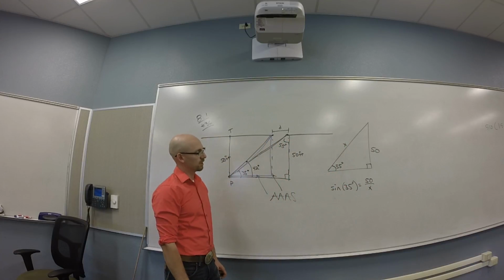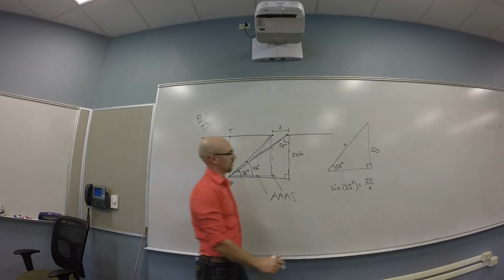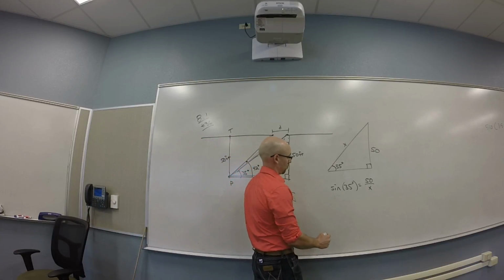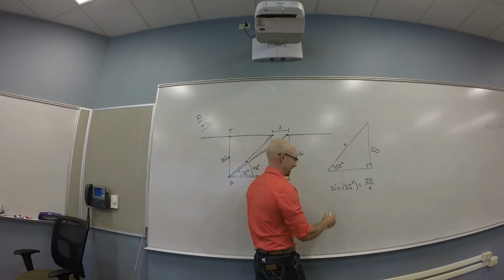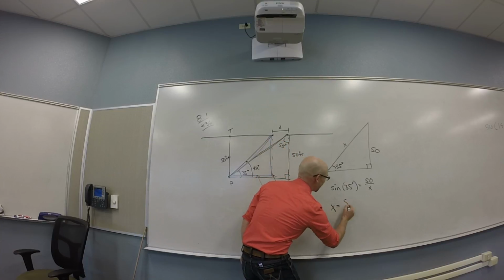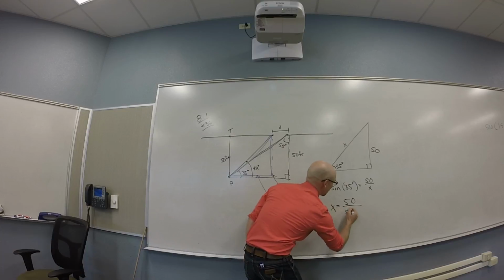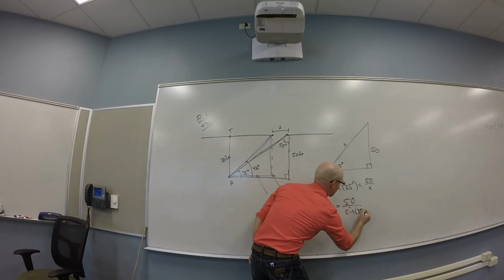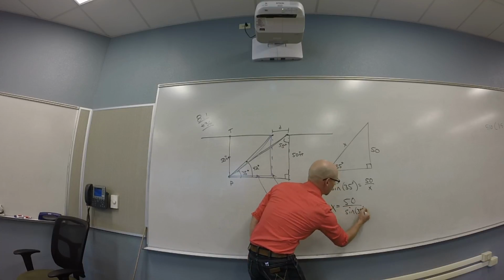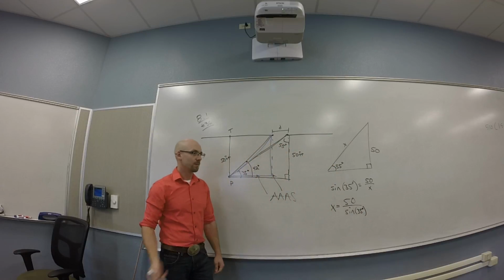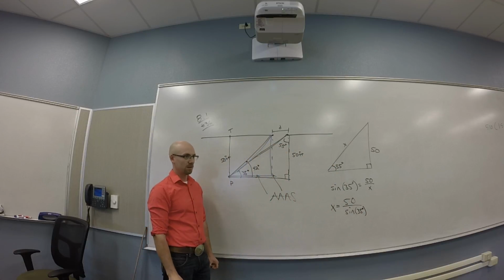Okay, so what's x then? Sine of 35 degrees over 50. Ooh, under 50. Close. Yeah. So x is 50 divided by sine of 35 degrees? Somebody get me an approximation for that?